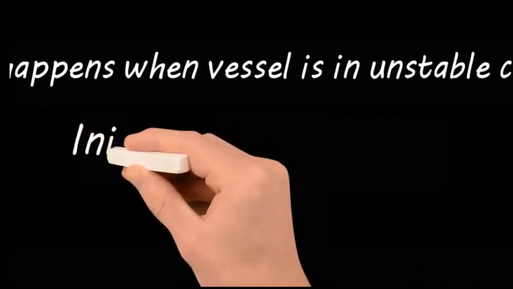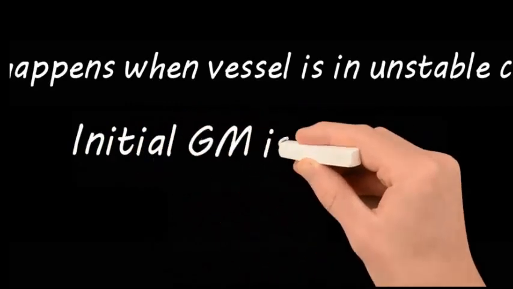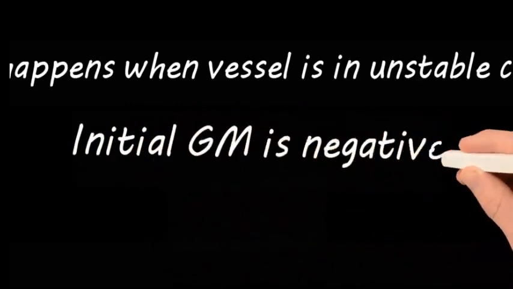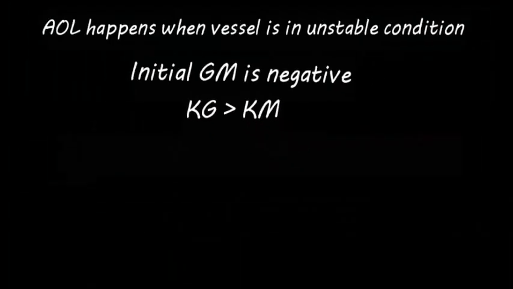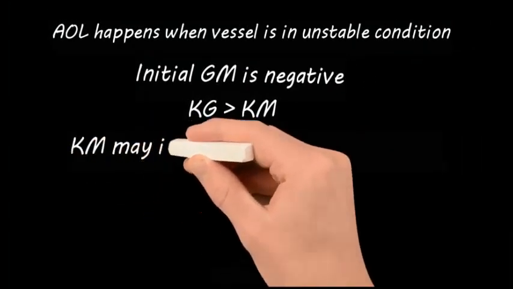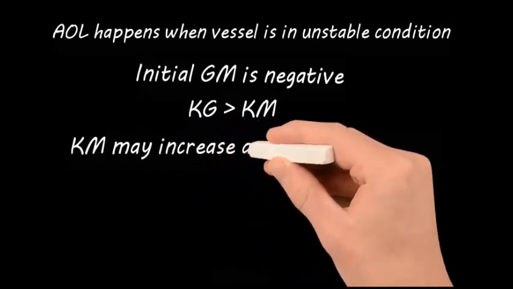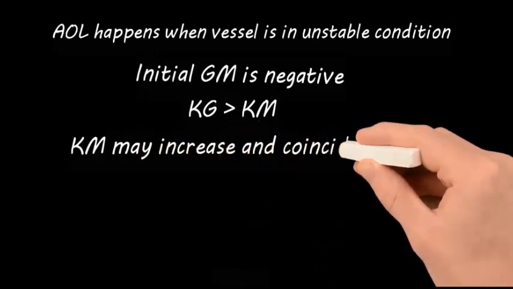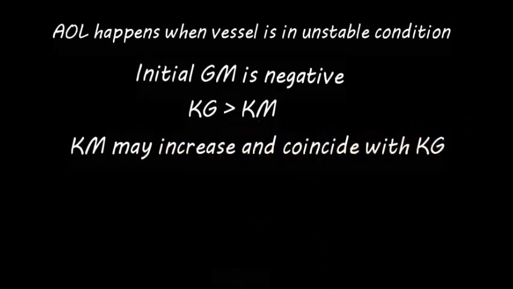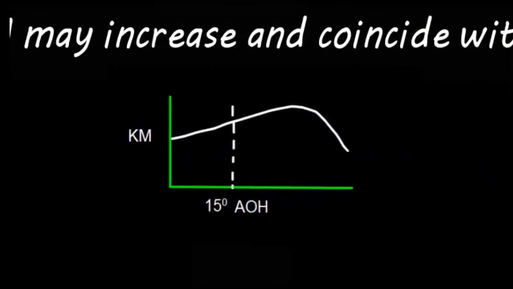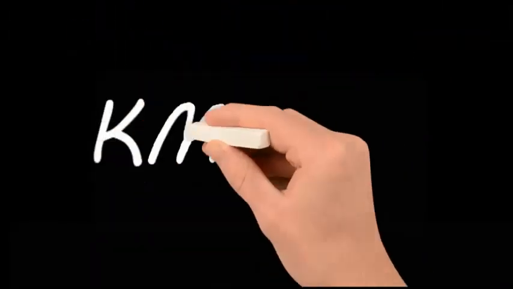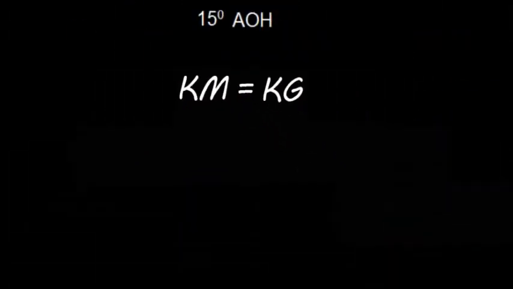Well, this is very important to know. Initial GM is negative. That means KG is more than KM. However, KM may increase and coincide with KG. Why? Because the KM increases with angle of heel, goes to the maximum value, thereafter starts reducing. So at some point KM is equal to KG.